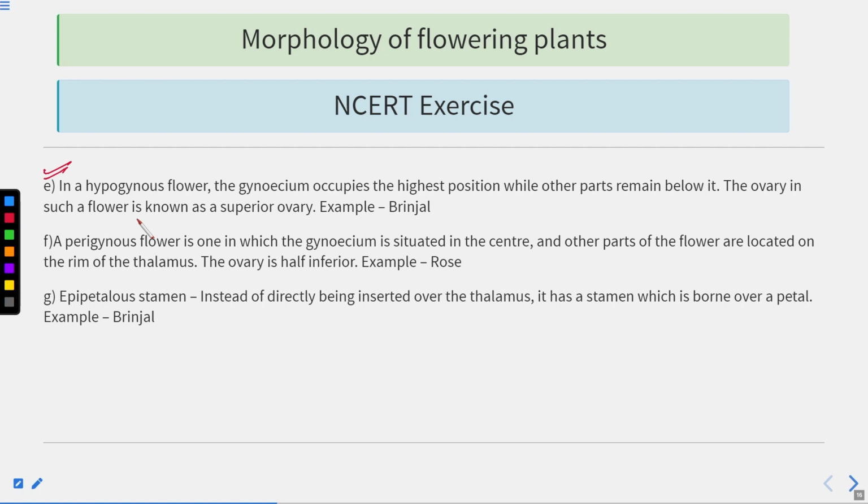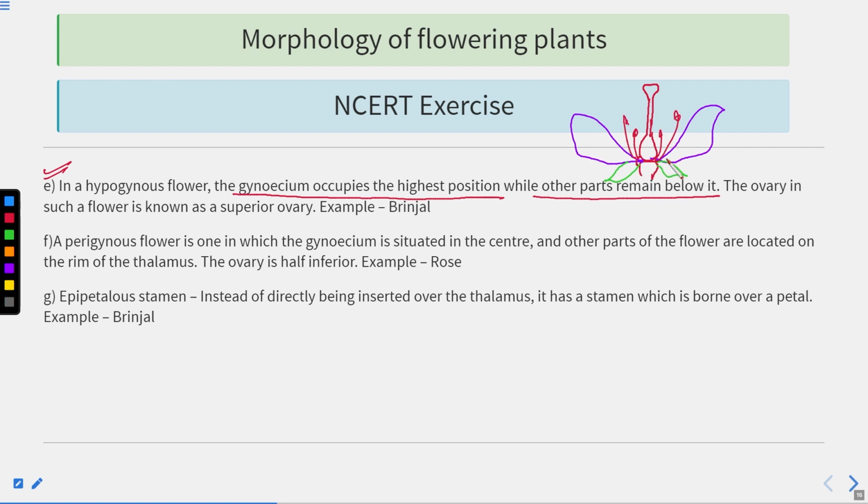Next is the hypogynous flower. What do you understand by the hypogynous flower? In a hypogynous flower, the gynoecium occupies the highest position while the other parts remain below it. So if you see, the gynoecium is attached to the thalamus region. This is the petal region, this is the sepal region, and this is the gynoecium. So they all are coming just below the position of the ovary.